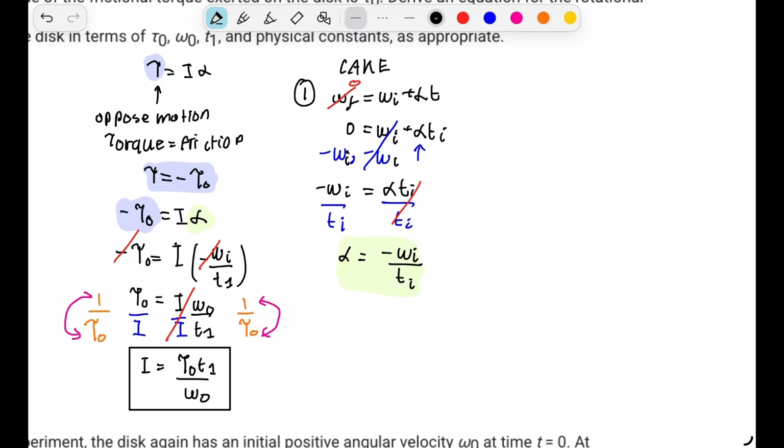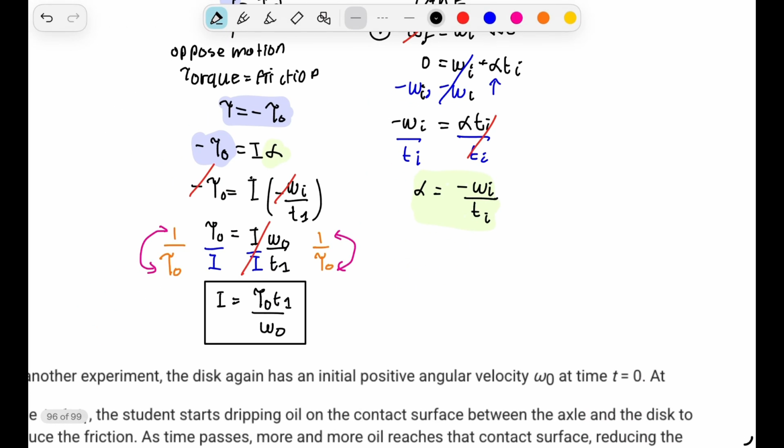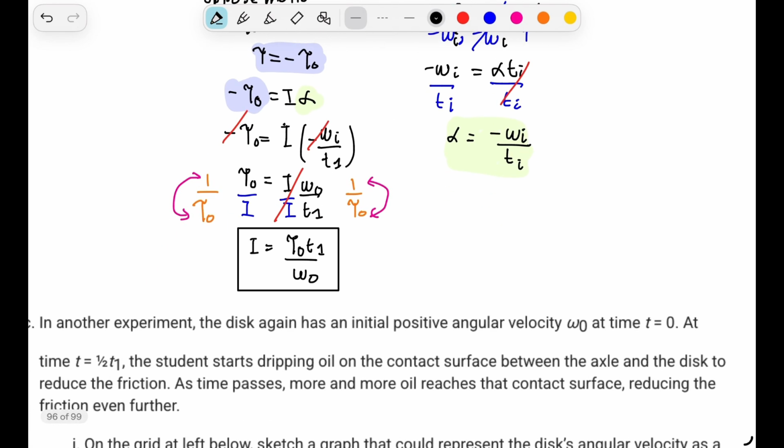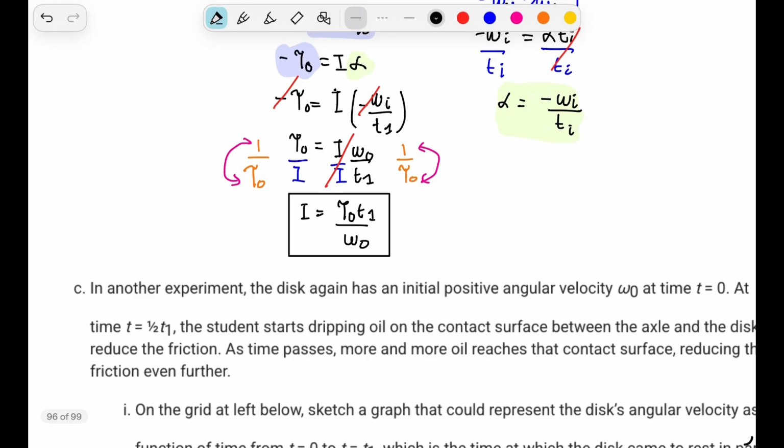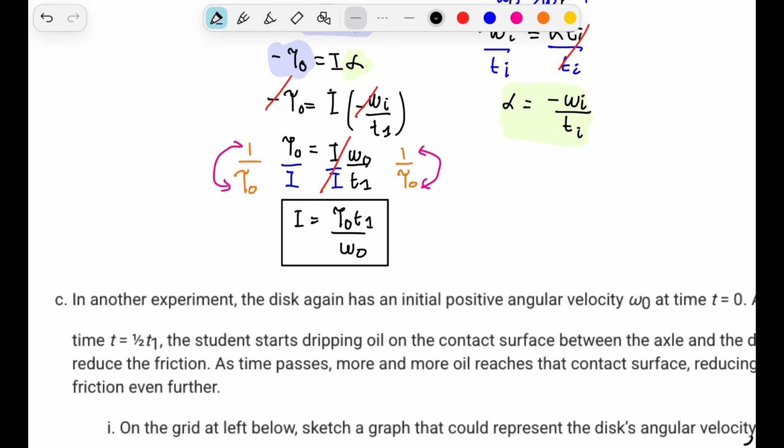So now you just subtract both sides. You're going to subtract omega initial, and then you're going to have negative omega initial is equal to angular acceleration times t1. You divide both sides by t1, and then you get your angular acceleration. So you're going to take that angular acceleration and substitute it back into your first equation. After you subbed it in, you can divide both sides by that negative since it's on both sides, and then you just divide both sides by I. You multiply by 1 over torque initial, the reciprocal of torque initial, to isolate your I. And then after that, you just take the reciprocal, so you get it in terms of I, not 1 over I. So that is how you get that expression.